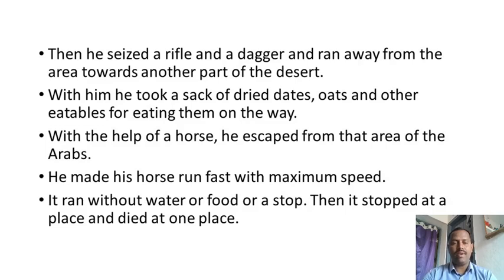Then the French soldier seized a rifle and a dagger and ran away from the area towards another part of the desert. With him, he took a sack of dried dates, oats, and other eatables for eating them on the way. With the help of a horse, he escaped from that area of the Arabs.